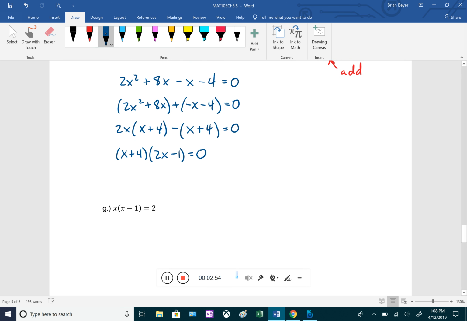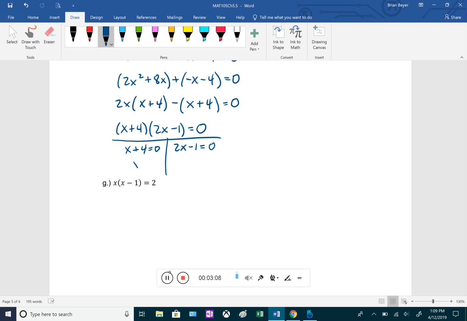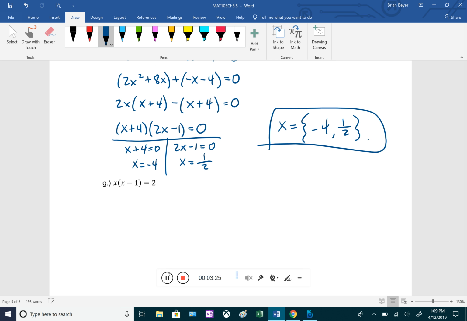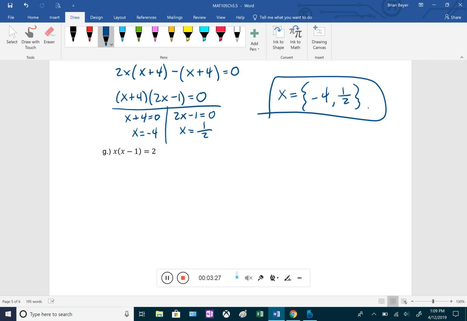And now we can set this up by setting them both equal to 0 separately. So that's going to be x plus 4 equals 0, or 2x minus 1 equals 0. So solving these both for x separately, we're going to get x equals negative 4. And add 1 on this side, divide by 2, we get x equals 1/2. So that's our solution set. We get negative 4 and positive 1/2. Okay, and next one.